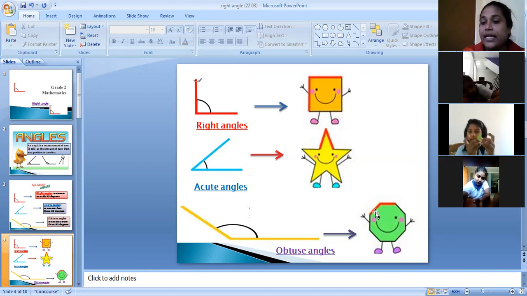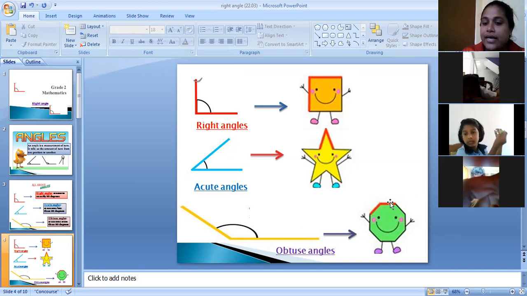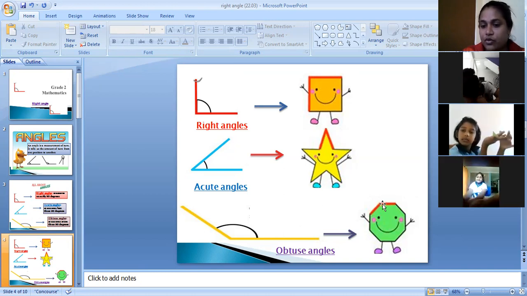It has 8 sides. We call this an octagon. Sometimes you may have seen it, sometimes you may not. This is an octagon and here I have marked 2 sides in red, and there is a corner here. Can you see?